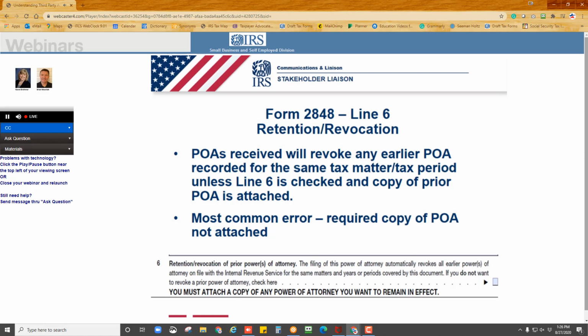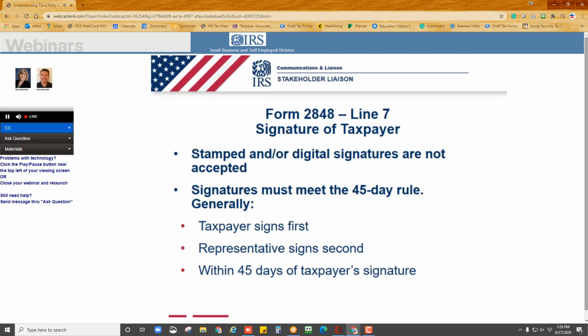So the most common error we see here is just that the required copy of the prior POA is not attached. And when that happens, the new 2848 is going to be rejected and returned to the taxpayer. So that's all I have on line 6. Brian, I'm going to toss it right back your way to tell us about line 7, please.